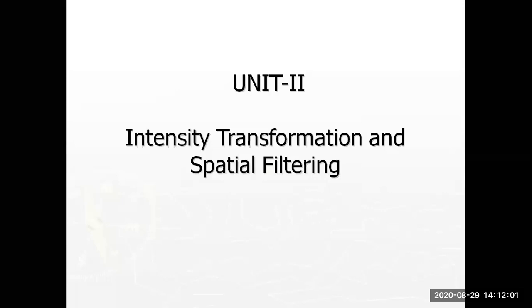Our second unit is intensity transformation and spatial filtering, and the second part is filtering in the frequency domain. So our second unit also has two parts. The first part is intensity transformation and spatial filtering. The second one is filtering in the frequency domain. Of course, simply put: filtering in the spatial domain, filtering in the frequency domain. In the first part, we have to see how the image can be filtered in the spatial domain. In the second part, we see how the image can be filtered with the help of the frequency domain.